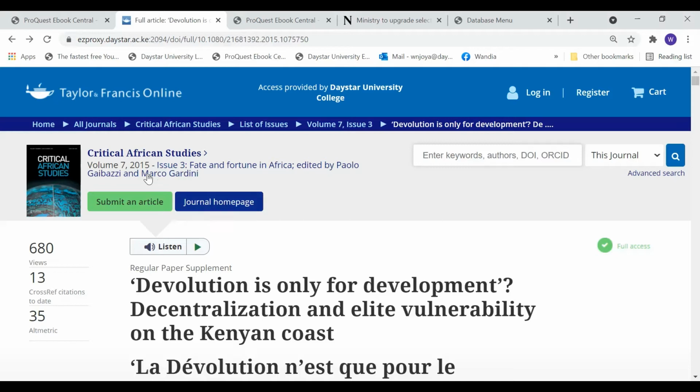When we are citing academic journals, we need to know the title of the journal, the volume, meaning how many times it has been published yearly. So if you see volume 7 here, it means that the journal started in maybe 2008. So this is the 7th year that they are publishing, and that's why it's called volume. And then the issue is the particular issue that was published for that year.